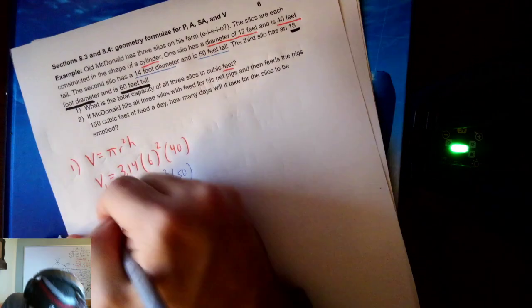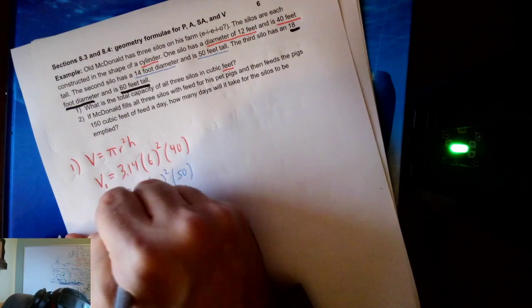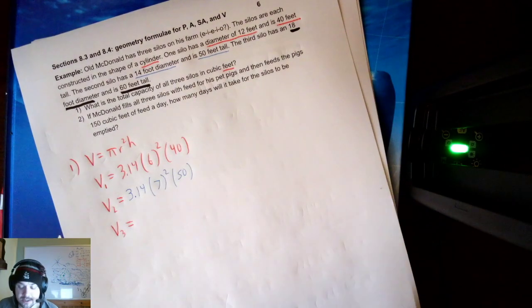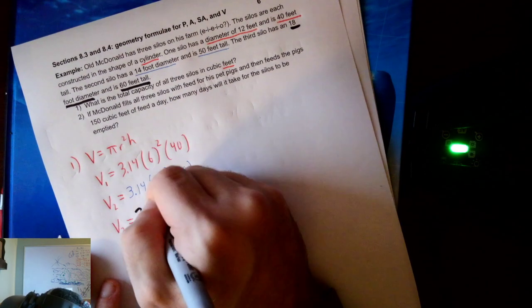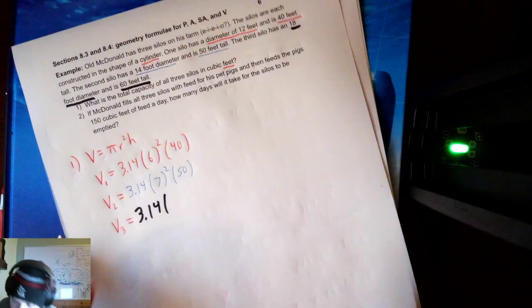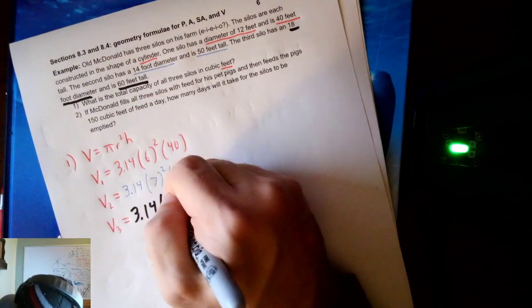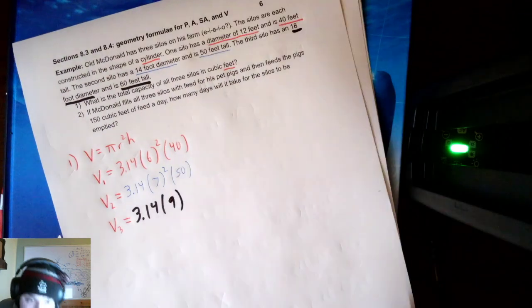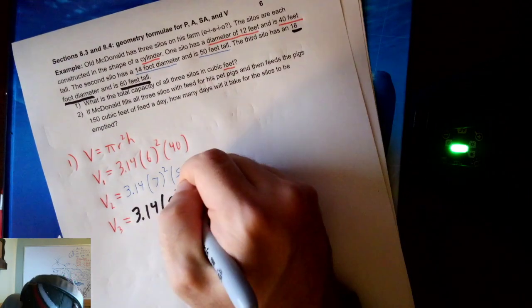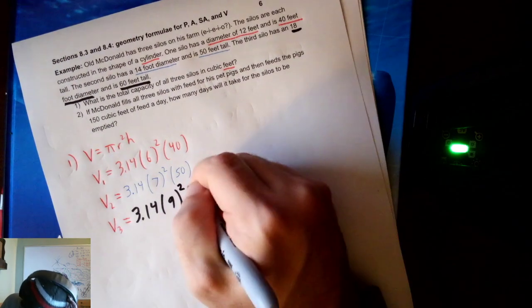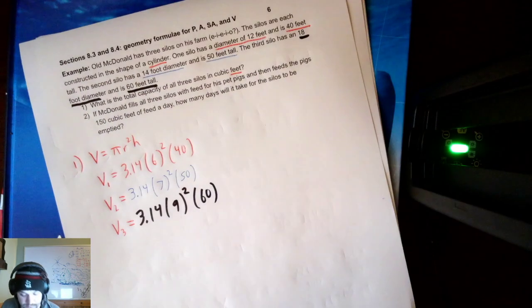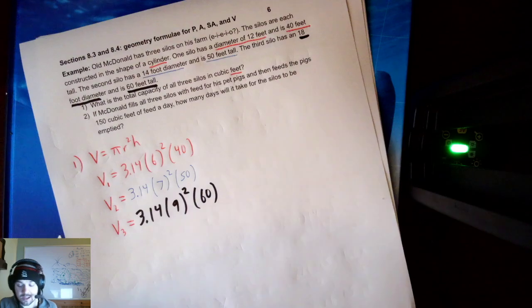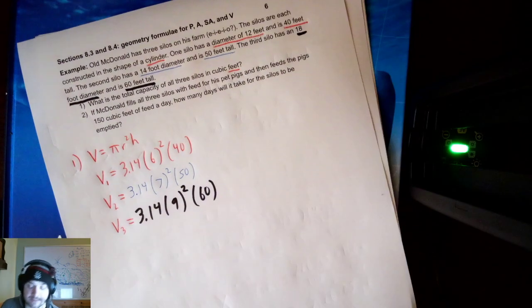And then for the third one, the volume of the third cylinder, we'll use the Sharpie for this one. 3.14. Let's see. The third silo has an 18-foot diameter. Once again, I need half of that. That'll be 9 for my radius, right? And that'll be squared times the height, which is 60. So I've got my 3 different volumes.